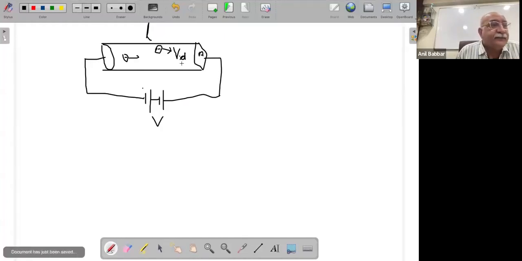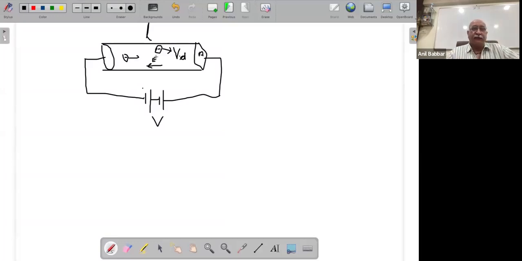Since this is the positive end, the electric field will be from positive to negative, so let this be the electric field. We have considered free electrons which are moving in a metal.